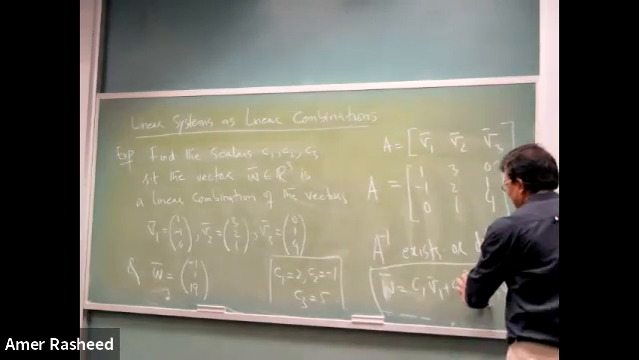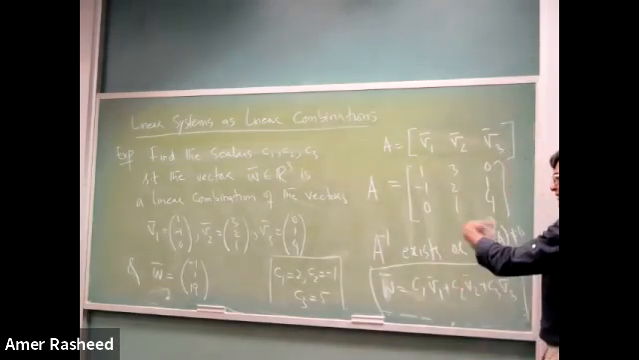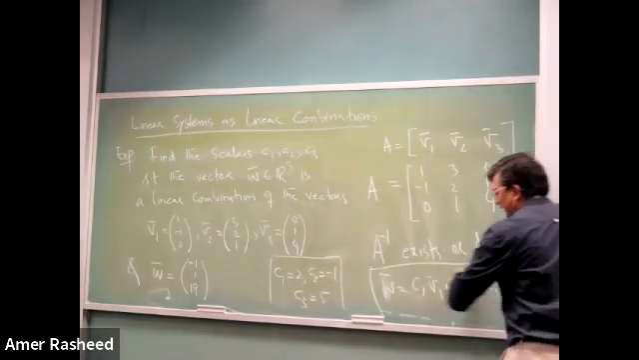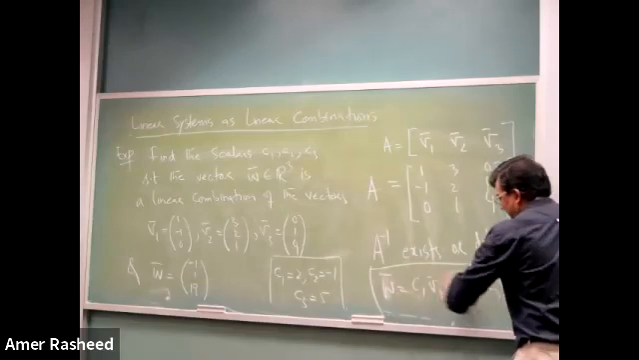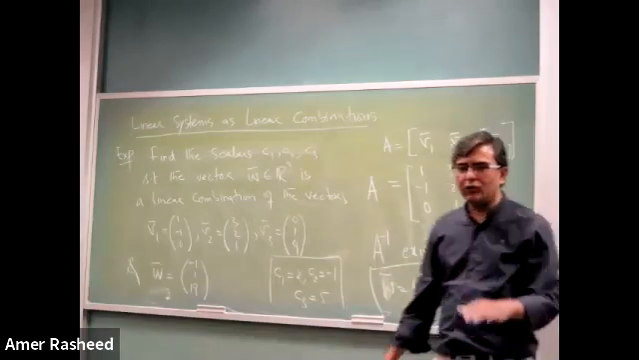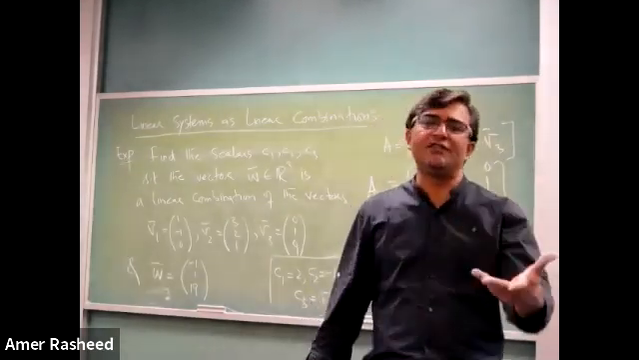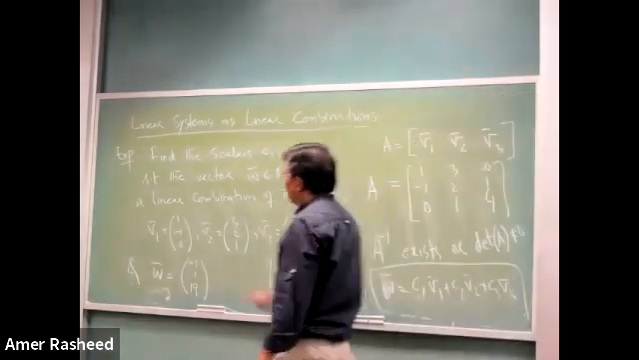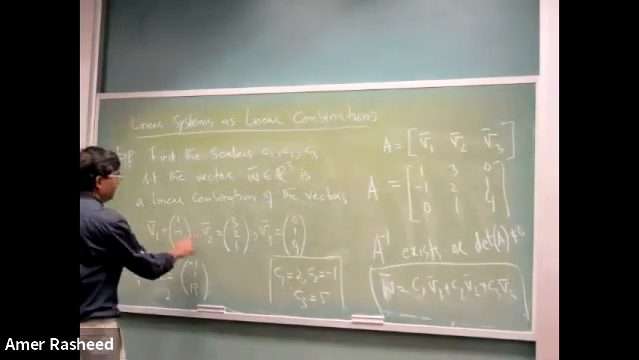If this non-homogeneous system has a unique solution, then there exist values of C1, C2, and C3 so that this linear system is true when we put in those values. So it means we can write W as a linear combination of the vectors V1, V2, and V3.